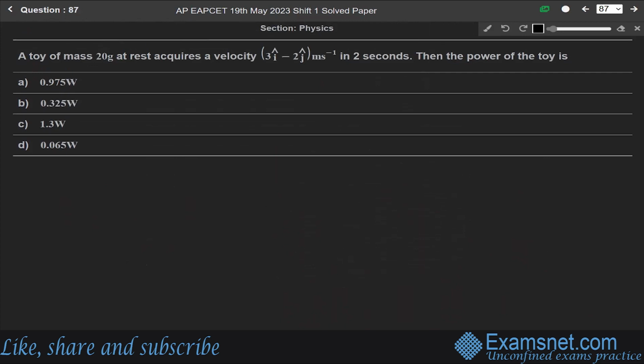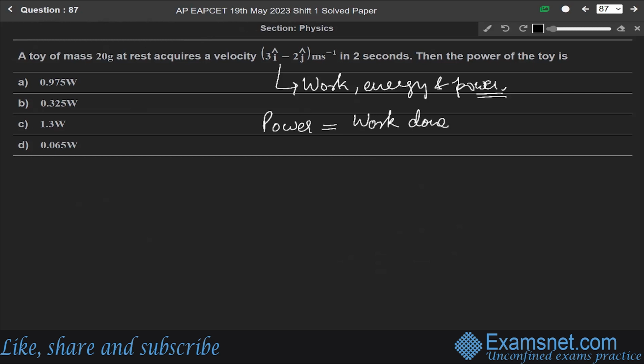Now question 87. A toy of mass 20 gram at rest acquires a velocity 3 i cap minus 2 j cap meter per second in 2 seconds. Then the power of the toy. Okay, we have to find the power. So this question is from the chapter of work, energy and power. So we know that power is equal to what? Work done by the force over time. Work done means change in kinetic energy, as we all know, over time.